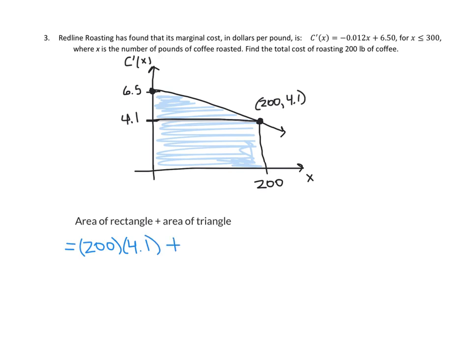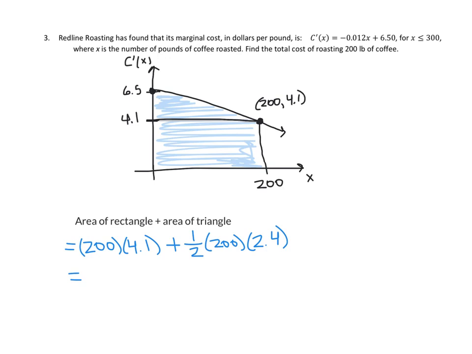The area of a triangle is 1/2 base times height. Well, the base of this triangle here is also 200. So we have 1/2 times 200 and now times the height of the triangle. So the height of the triangle here is given by this difference here. It's the difference between 6.5 and 4.1, which is 2.4. So the height of the triangle is 2.4.